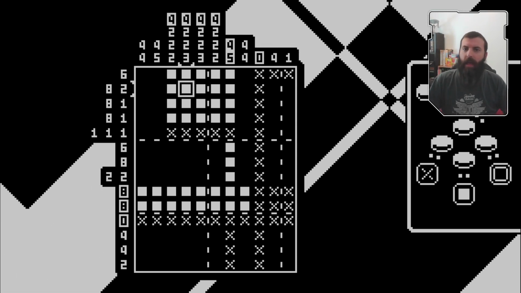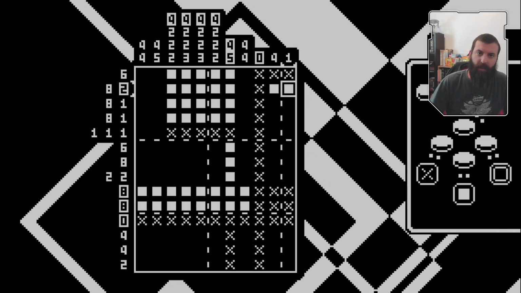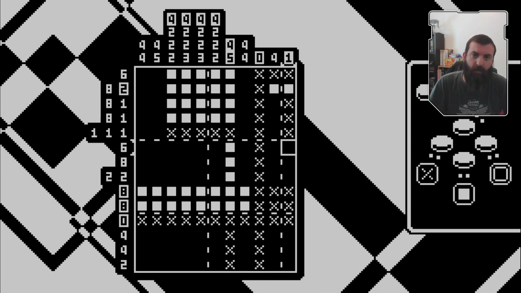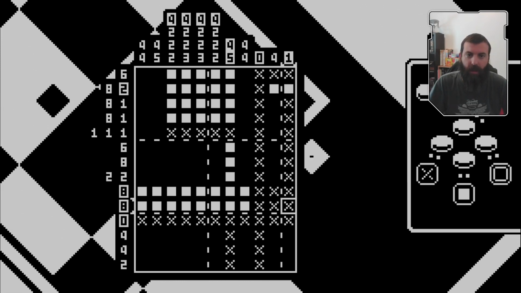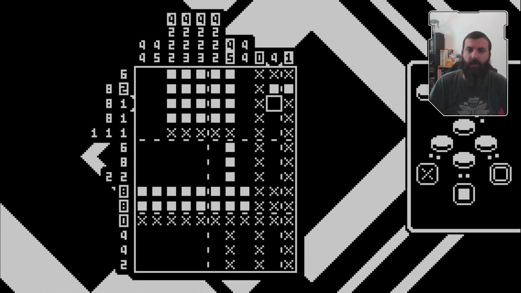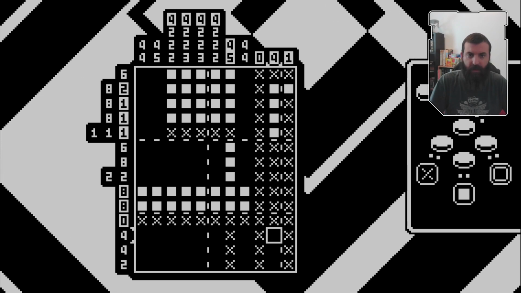We've also got this 8, 2. There's only one way that the 2 fits in there. It's like that. And that then gives us this vertical 1. That's the only one in there, so we can X all of this out. And we've got this vertical 4. So 1, 2, 3, 4. And that lets us X all of this out.